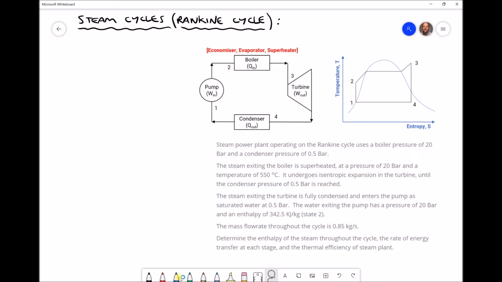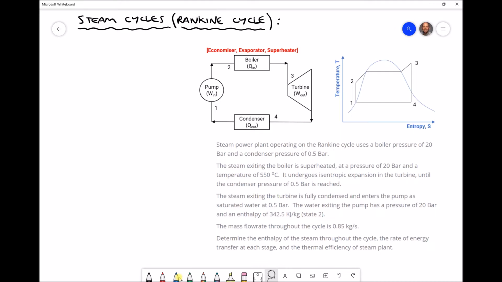In this video tutorial, we're going to be carrying out some calculations involving steam cycles, and in particular we're going to be looking at the ideal Rankine cycle. At the top of the screen there we have a schematic diagram of our Rankine cycle, or the plant involved in our Rankine cycle. We have a pump which feeds a boiler. The superheated steam exiting the boiler is then expanded through a turbine, and then we condense the steam back to water. We also have a temperature entropy diagram to represent that cycle.